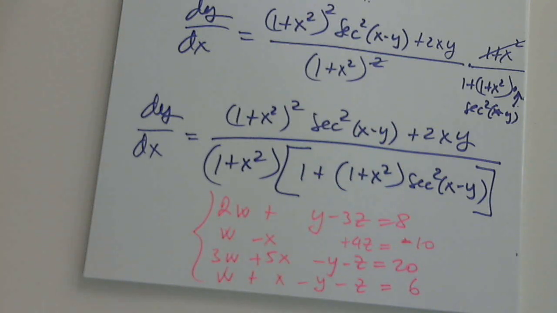If it appears, it's a 1, and if it's blank, it's a 0, because the next one has an x but no y. The first one has no x. So the coefficients for w are 2, 1, 3, 1. The coefficients for x are 0, negative 1, 5, 1. The coefficients for y are 1, 0, negative 1, negative 1. And for z, negative 3, 4, negative 1, negative 1. Okay.